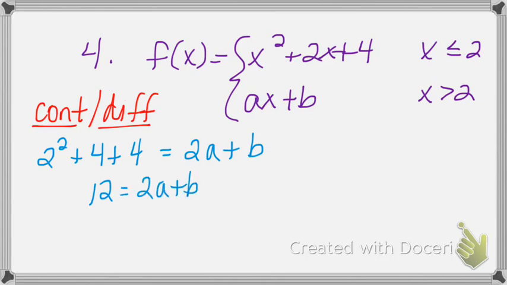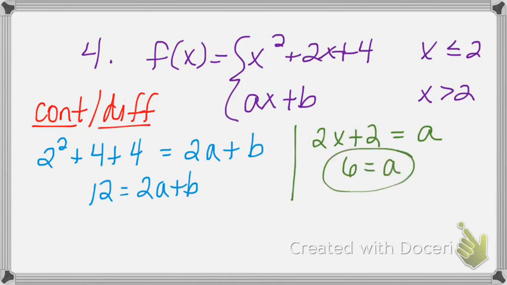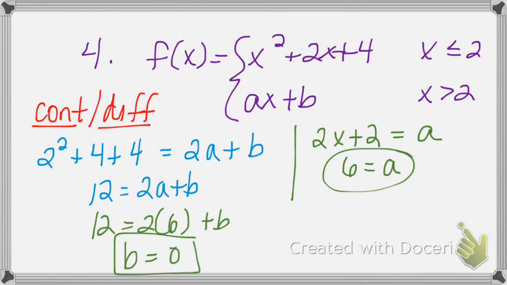Notice this doesn't help me solve the problem because I have an equation now with a's and b's in it. So then I go to the differentiable part. Find the derivative of top and bottom, so 2x plus 2. Set it equal to the bottom because if it is differentiable, then it should be the same. Plug in your 2 for x like you did at the beginning. So 2 times 2 is 4, 4 plus 2 is 6. That's wonderful. That helps us because now we know a is 6. So then we can go back to this equation over here, plug in our 6 for a, and we can solve. 12 equals 12 plus b. That means b has to be 0.